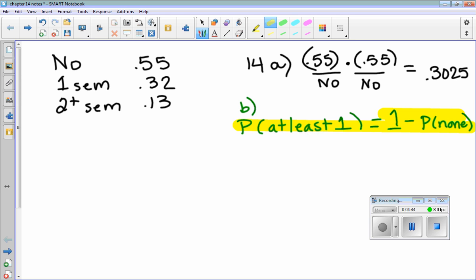We know what the probability of none is, don't we? What is it? Okay. So we can say 1 minus 0.3025, which becomes the probability of at least one semester of calculus?